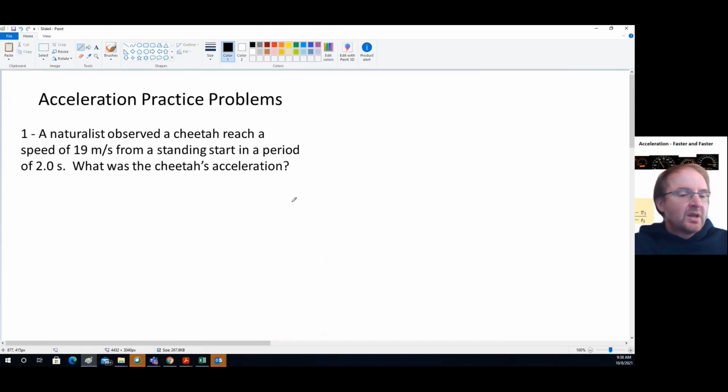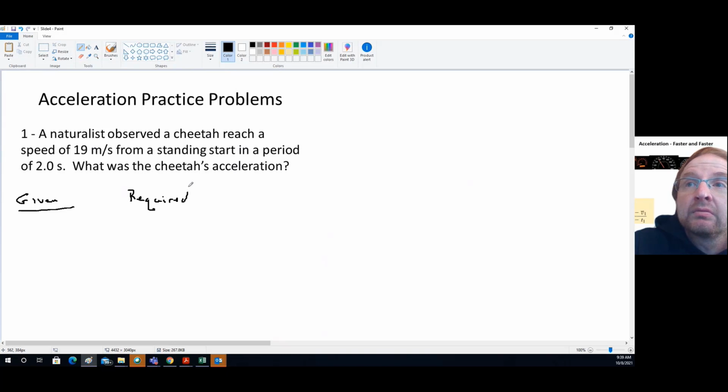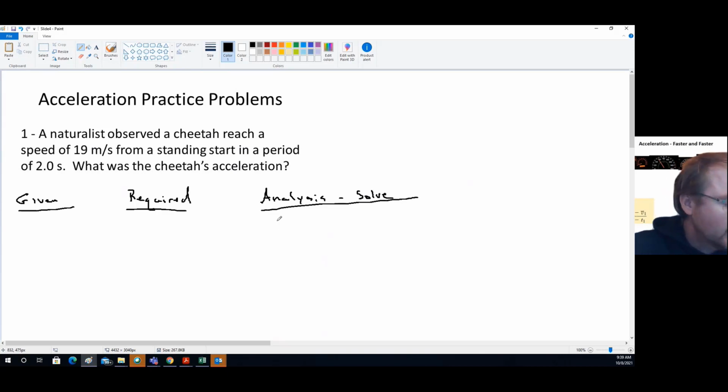Read it carefully. Make sure you've got your formula sheet. And definitely hit pause right now and try it on your own using GRASP: given, required, analysis, and then we'll solve it. Oh, that's such a beautiful line.